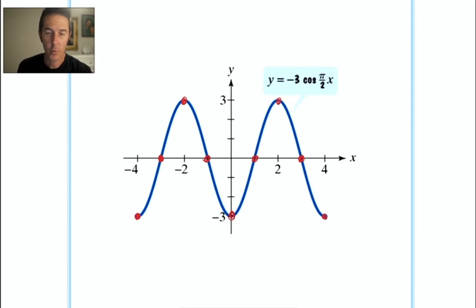At x equals -4, what's the y value? -3. What's the reciprocal of -3? -1/3. And at an x value of -3, we have a y value of 0. The reciprocal of 0 is undefined, so that's going to give us a vertical asymptote. At x equals -2, we're up at +3. Reciprocal is +1/3. And then to the right, x-intercept, reciprocal of the y value.